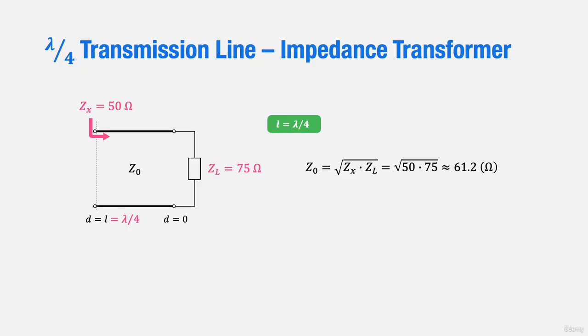By doing so, we connect it to a 75 ohm system at one end. It will become 50 ohm at the other end, which can then be connected to a 50 ohm system to achieve impedance matching.